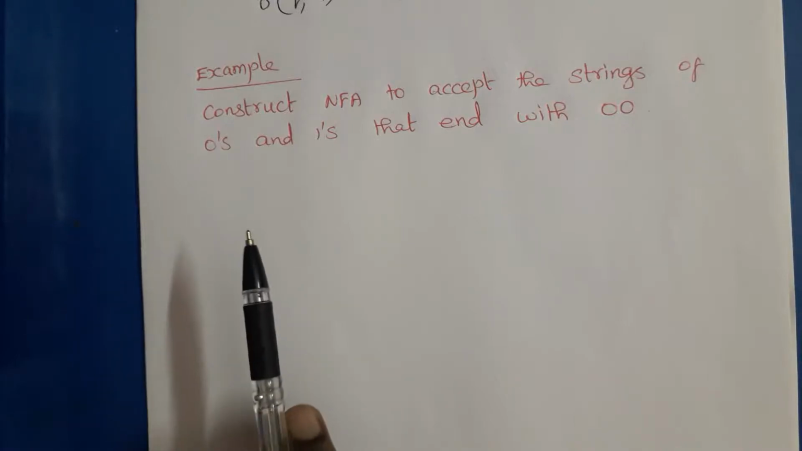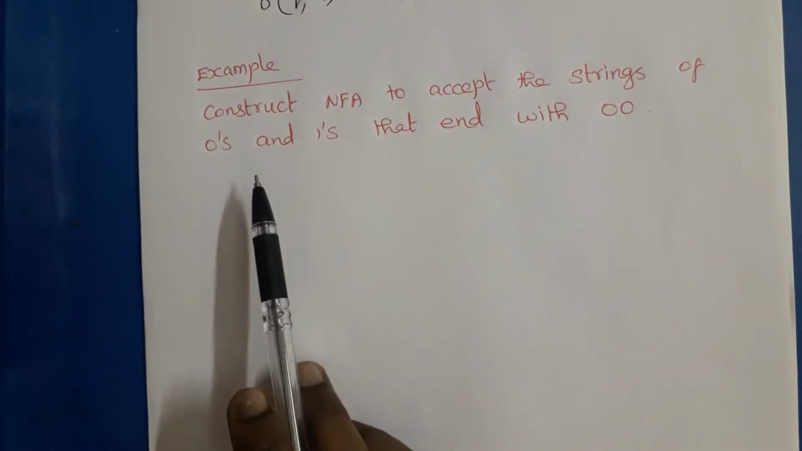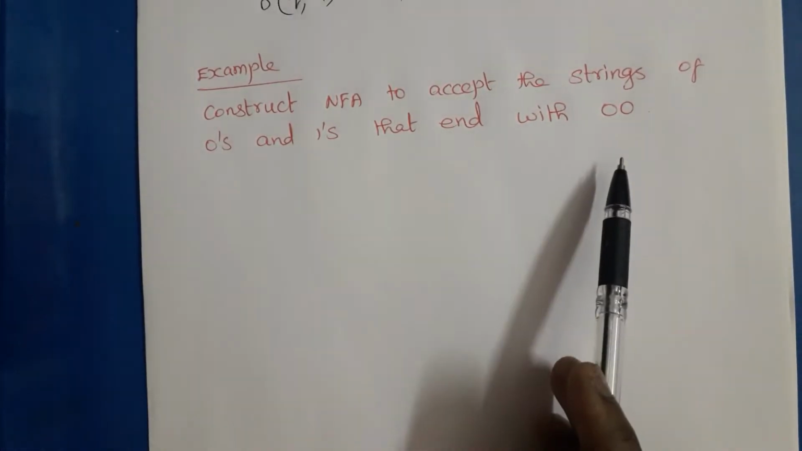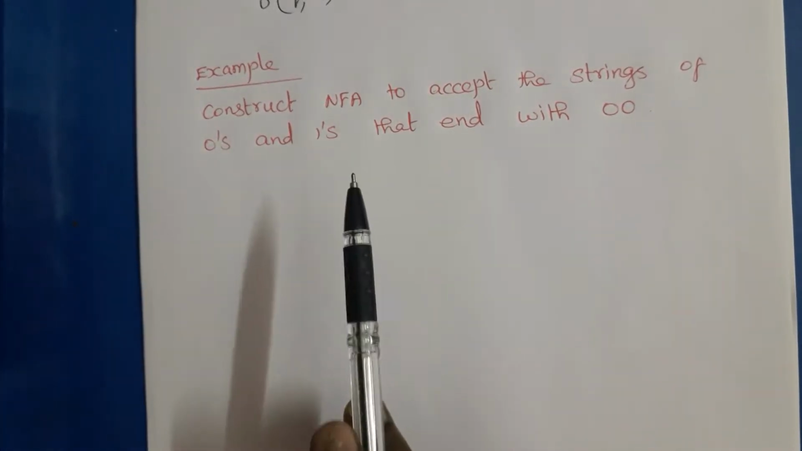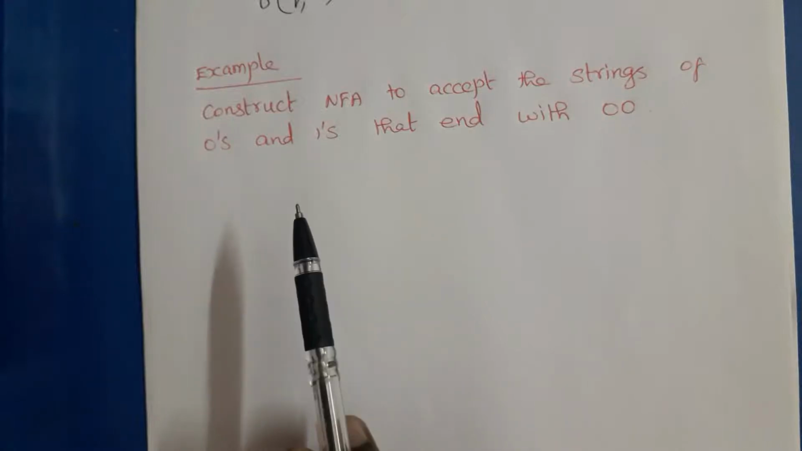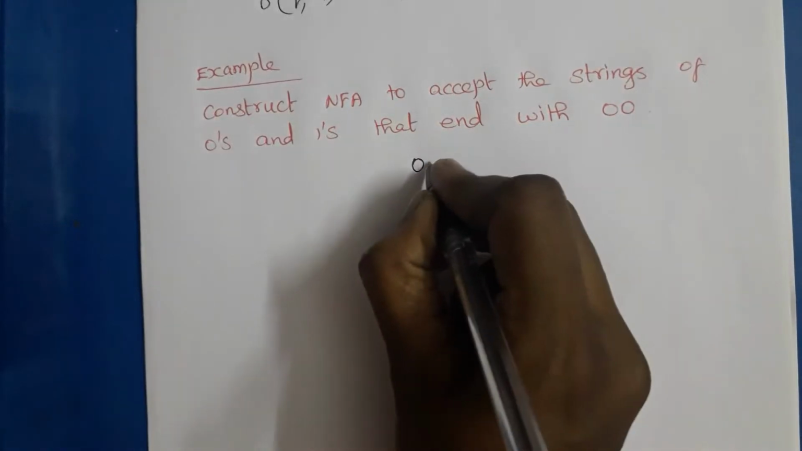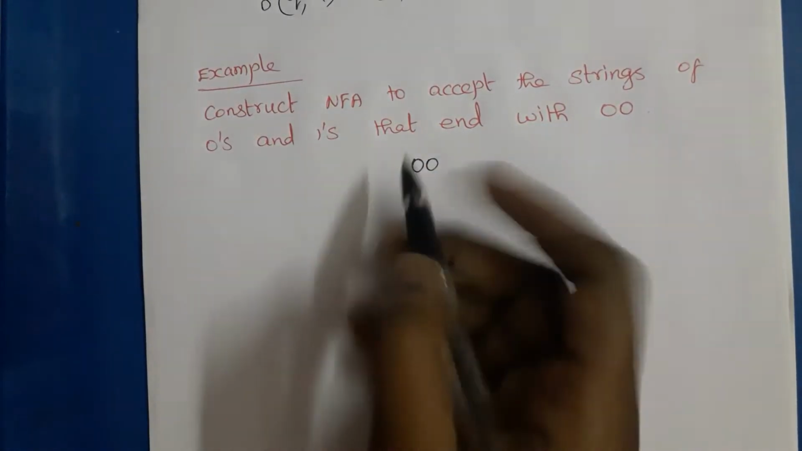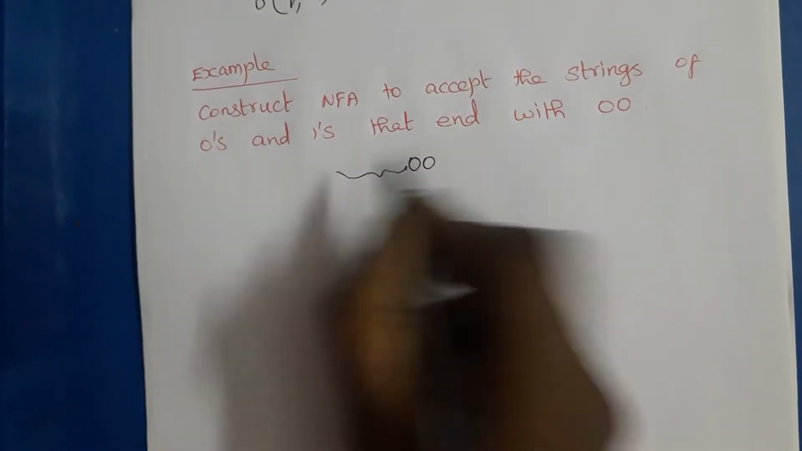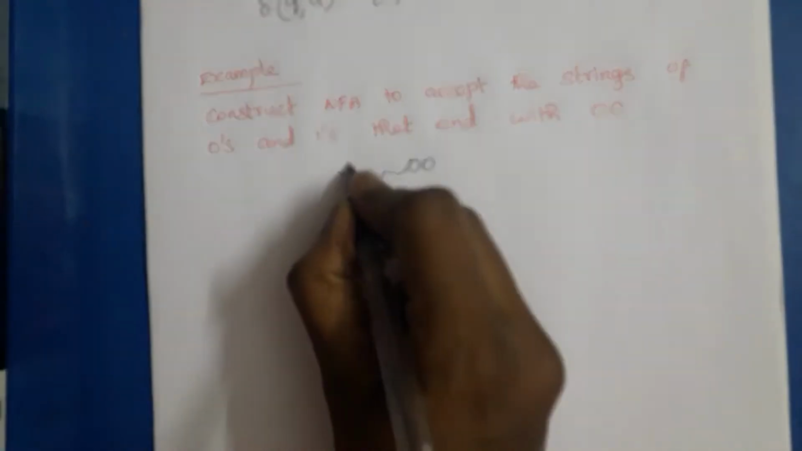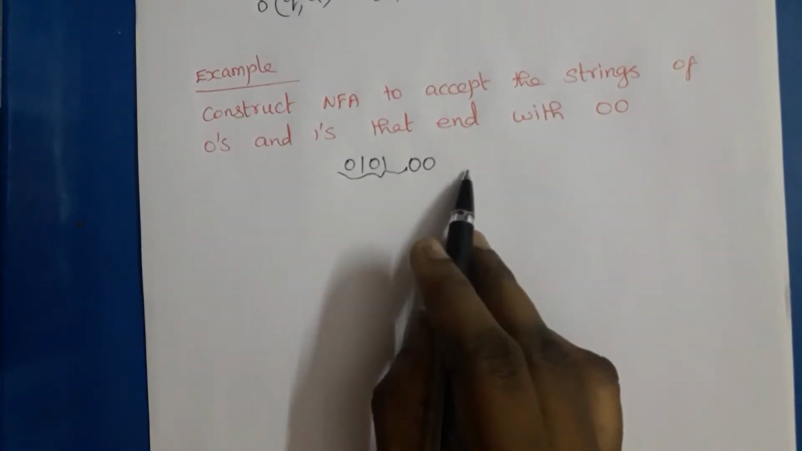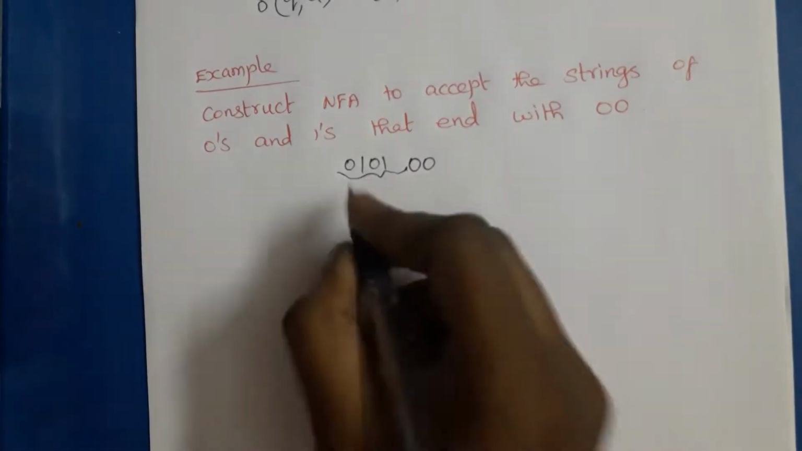Now we see an example for NFA. Construct an NFA to accept the strings of zeros and ones that end with 0, 0. So our NFA should accept all binary strings ending with 0, 0. The last two symbols of the string must be 0, 0, preceded by any number of zeros and ones. So it may be 0, 1, 0, 1, anything. So 0, 1, 0, 1, 0, 0 must be accepted by our NFA.